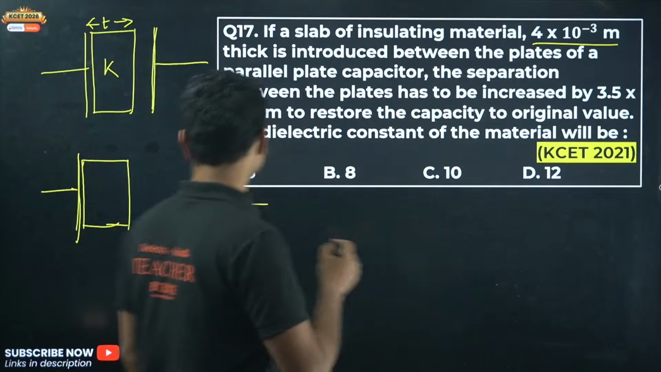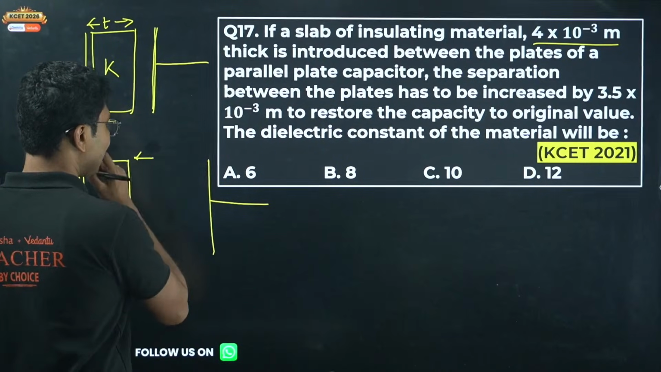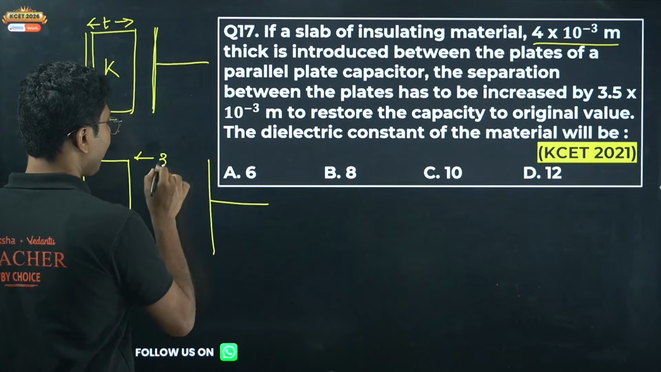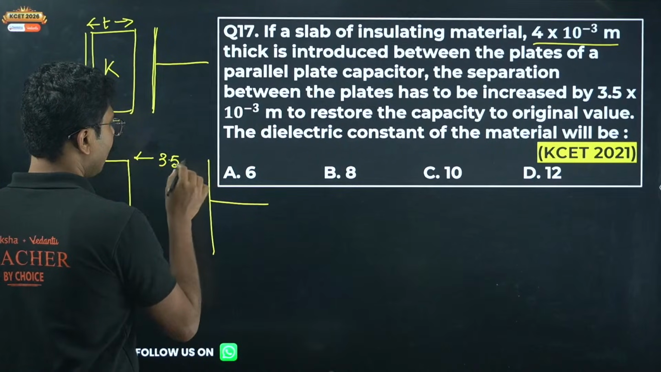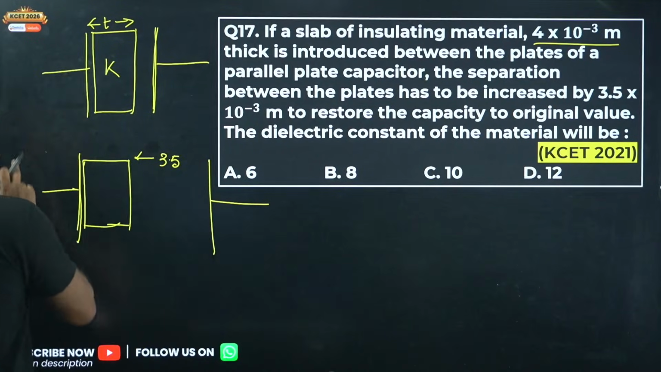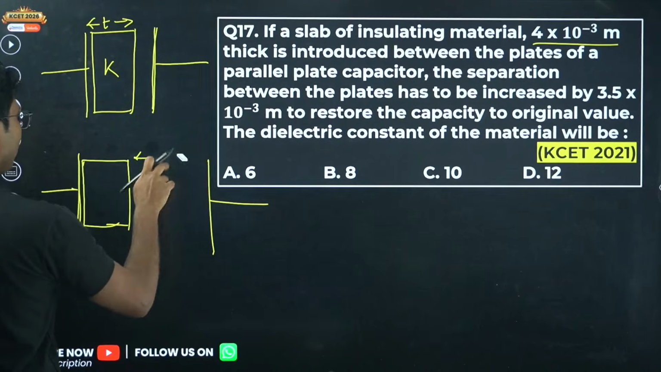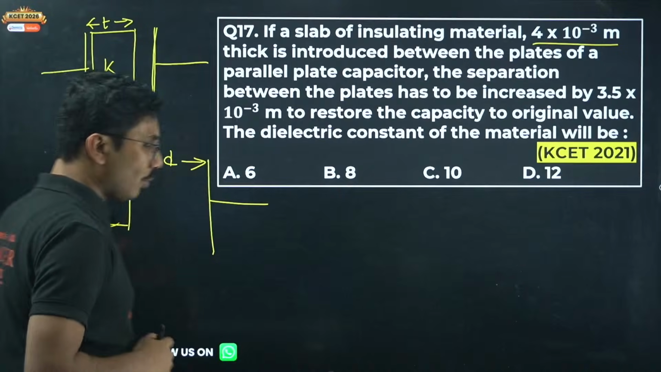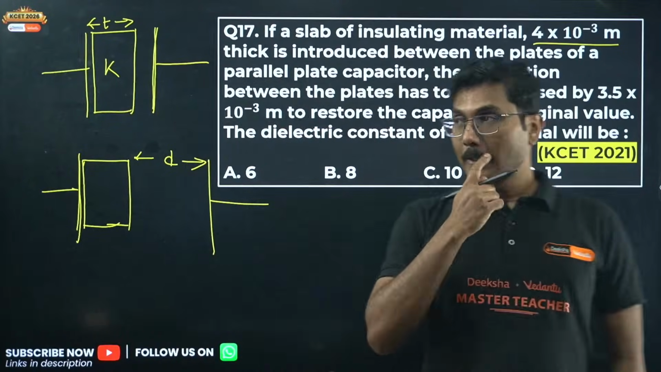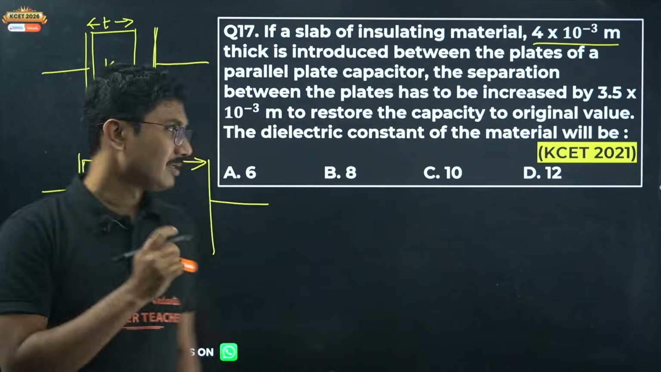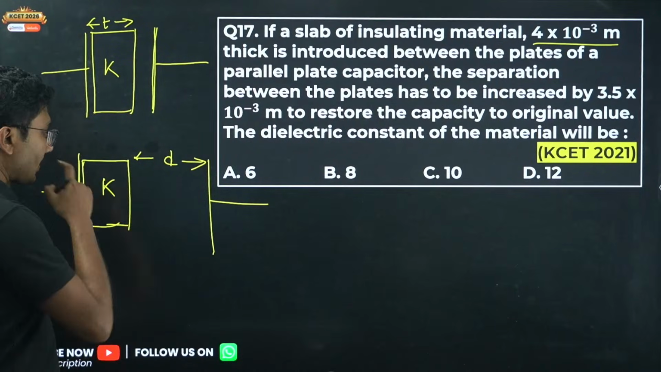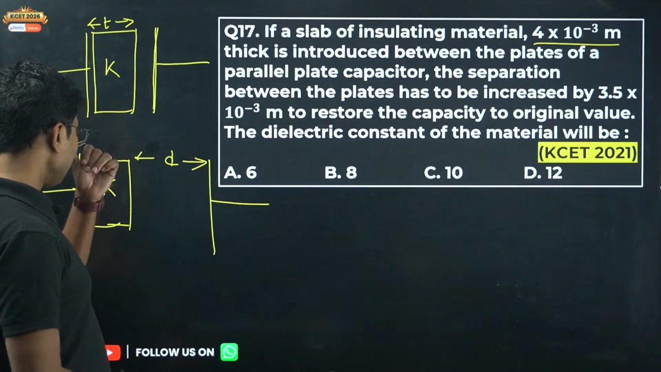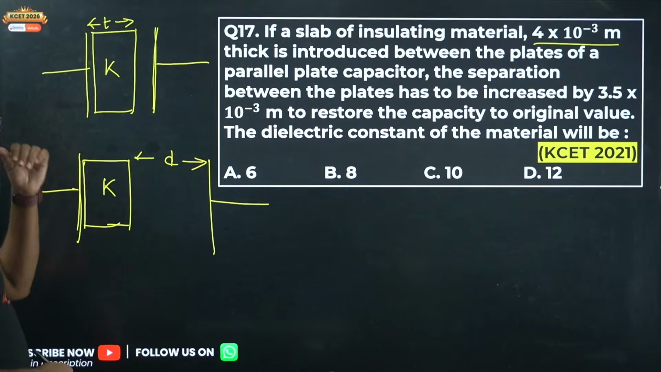And that increase is given by 3.5. So that thickness, say, is small d. Then what will be the dielectric constant of this material? What should be the dielectric constant of this material?